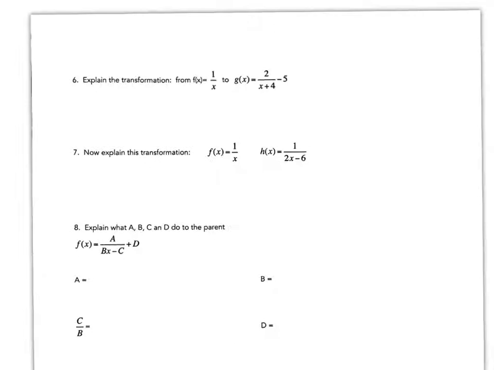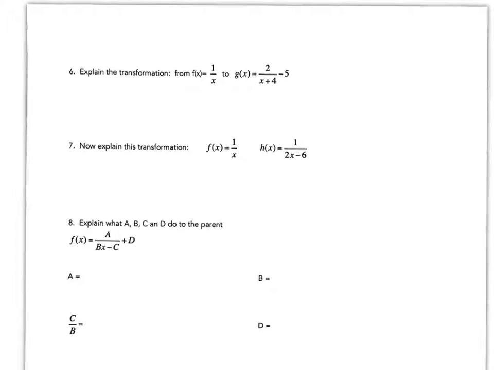Now to kind of put this all together, take a look at number 6. Can you describe all the transformations? Let's try it. Top is a vertical stretch by 2. The denominator is left and right. In this case, it's left 4. And the stick out number is down 5.